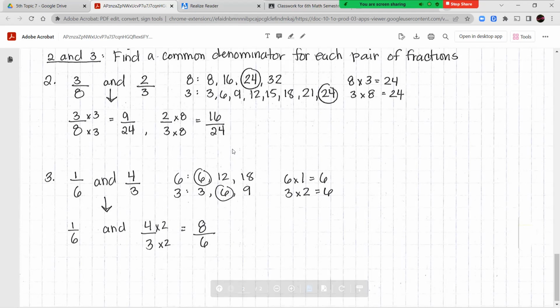Now for number 3, this is similar to the one that we talked about above. We have 1/6 and 4/3. Now 6 is already a multiple of 3, so I can get 3 up to 6. I don't necessarily need to change the 6. I can give both of them a denominator of 6. Now 3 times 2 is going to give me 6, so I just need to multiply the numerator and the denominator, both by 2 on that fraction. And my 1/6 can stay the same. So 4/3, if I want to give it a denominator of 6, becomes 8/6, right? I multiply both of them by 2. So 1/6 and 8/6.